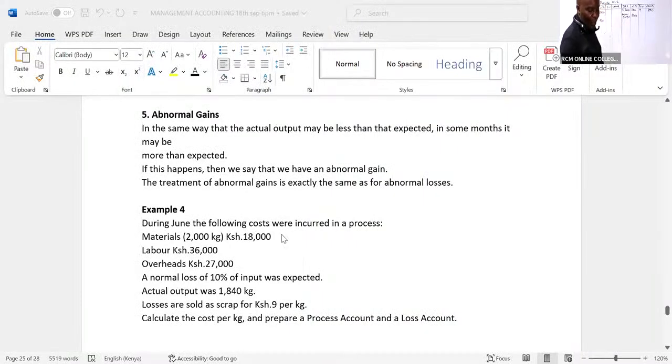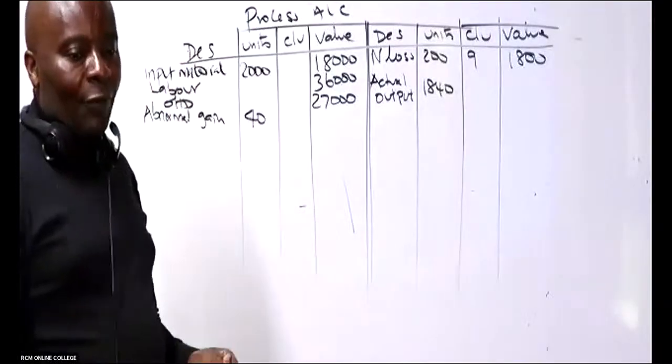So you can see, ladies and gentlemen, here that materials are worth 18,000 in total. Then we have labor. Labor cost is 36,000. And then we have overheads of 27,000. Then I only have two things to value here.